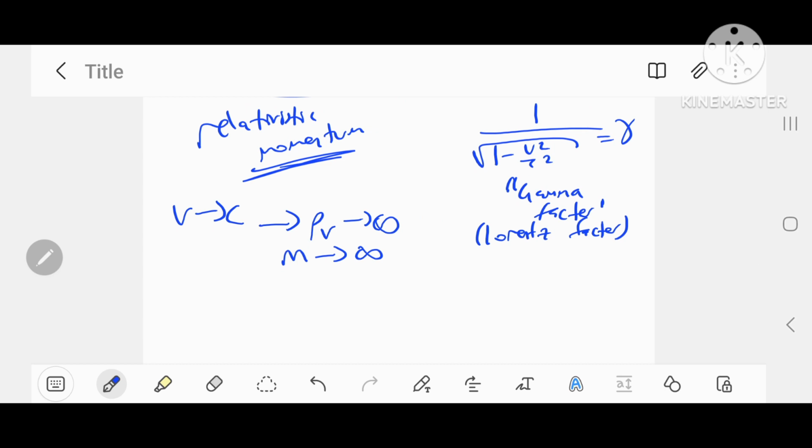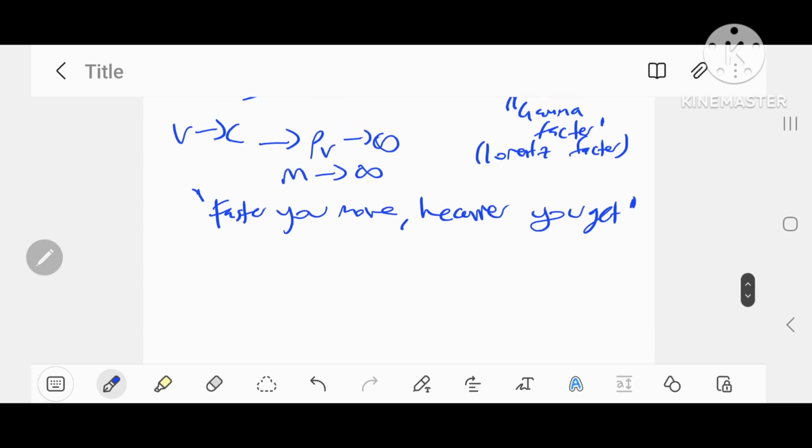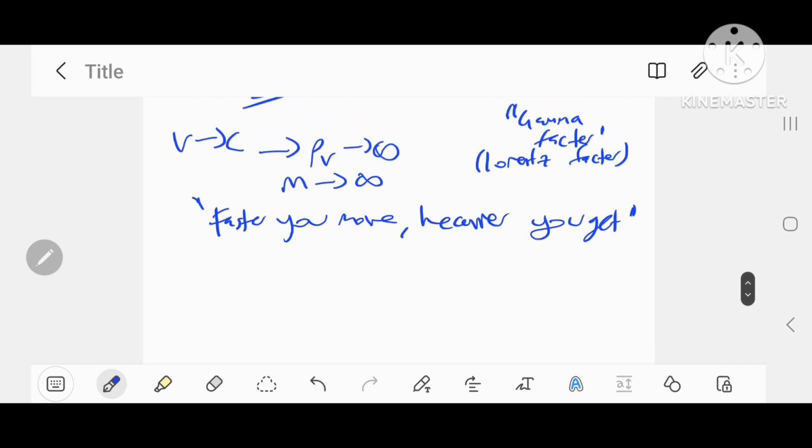The faster you move, the heavier you get, according to this expression here. And the heavier you get, the more velocity you need. So therefore the mass and velocity have to go up. I'll show you how this works. So back to this expression here.